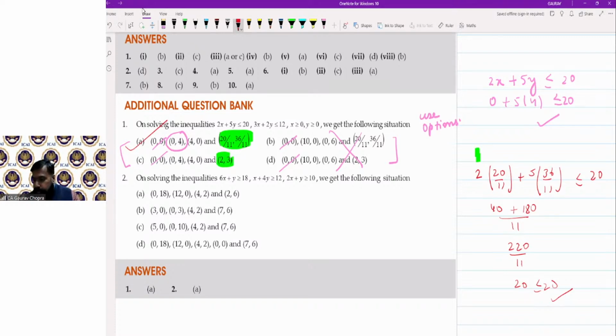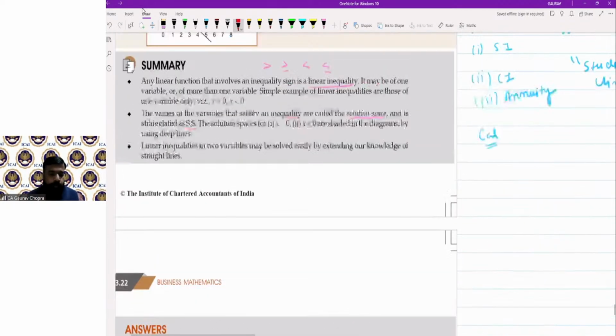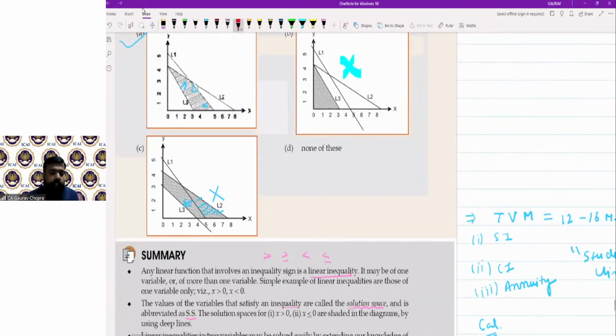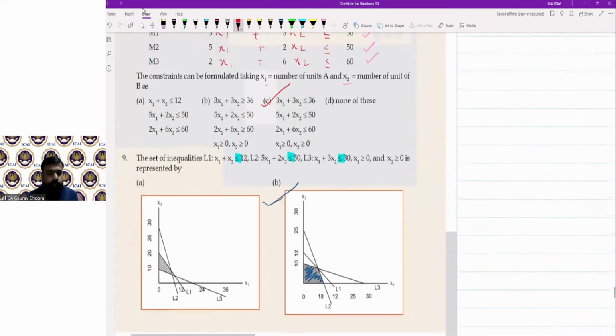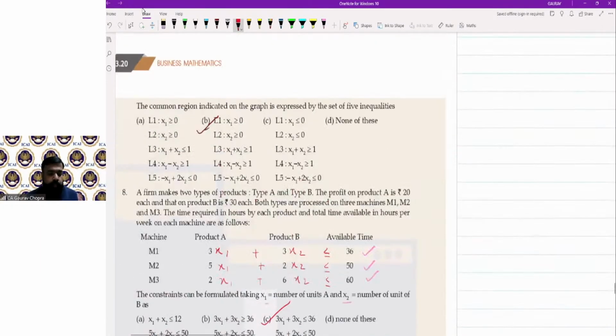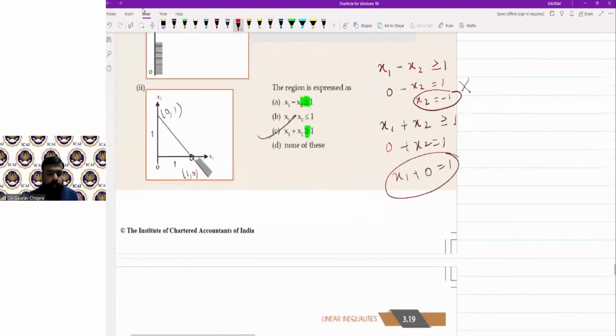Okay, then let's see. Ritu is asking a question, she did not understand. Which question, Ritu? 6.3. Okay. Question number 6, third part. Okay, this one.